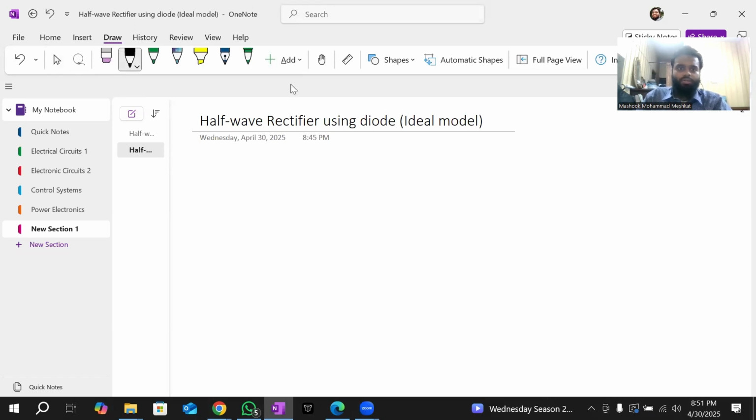So today's topic, I'm going to talk about half wave rectifier using diode. I'm going to consider ideal diode model to construct half wave rectifier. First of all, the question arises: what is a half wave rectifier and why do we use it? Mainly what a half wave rectifier does is it converts AC signal to DC signal. So it converts AC to DC. That's what a half wave rectifier does.